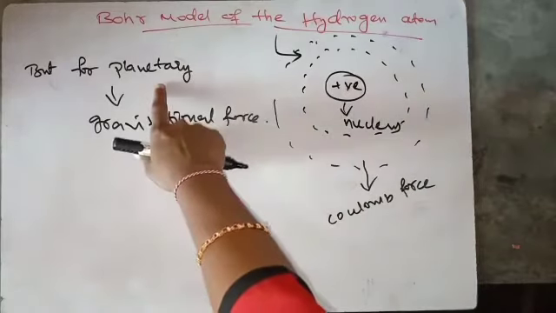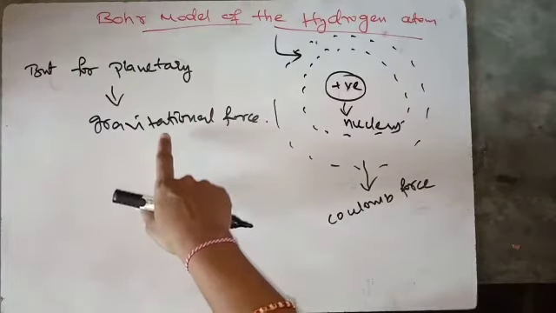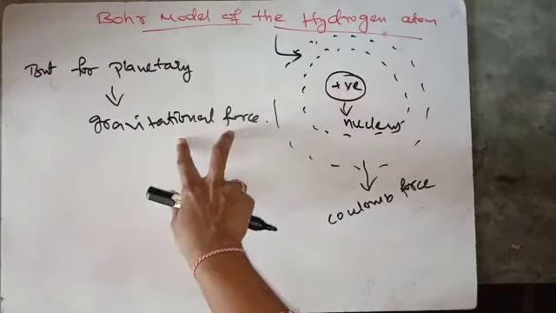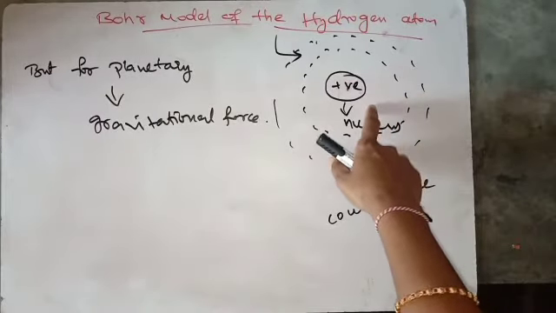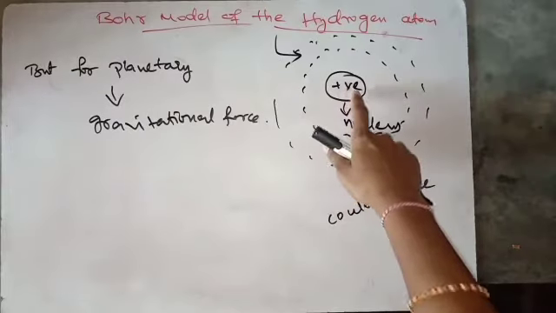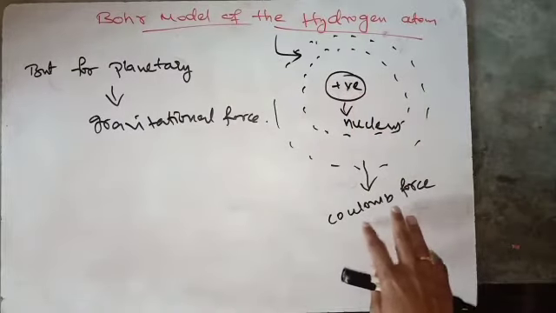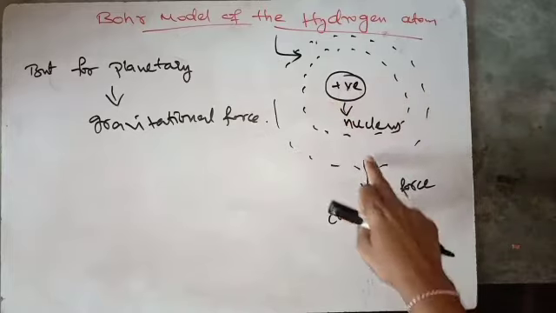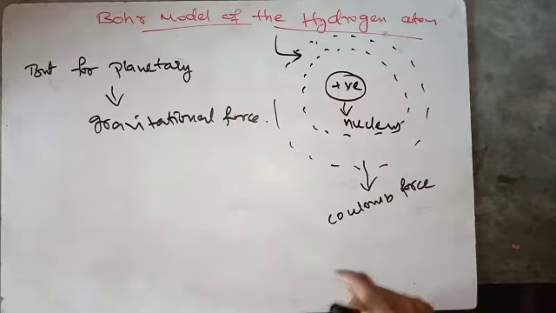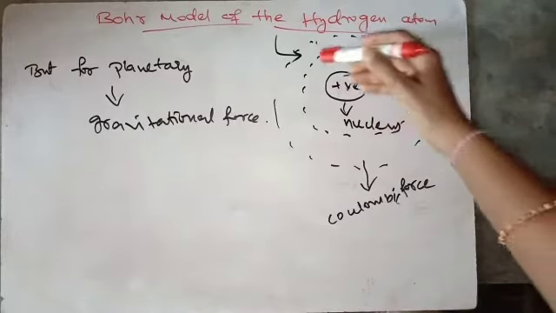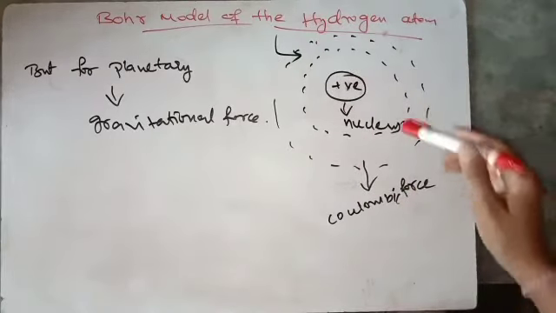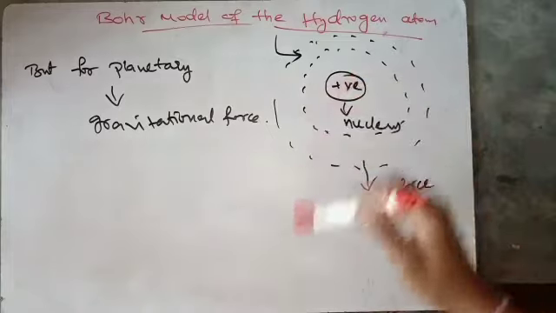For a stable planetary system, the force between the planets and the sun is gravitational force, and for this atomic system, that is a nucleus-electron system, the force between the nucleus and the electrons is Coulombic force. So what is happening here? The electrons are revolving continuously in a circular orbit around this nucleus.